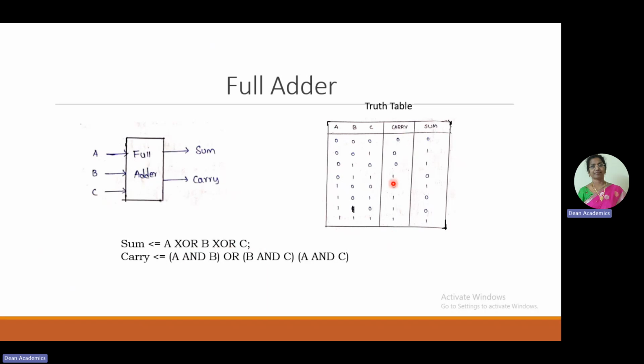Similarly, carry is equal to A bar B C plus A B bar C plus A B C bar plus A B C. When we simplify it using K-map or Boolean expressions, we get carry equal to AB plus BC plus AC. Here plus should be there, plus AC. That means A AND B, or B AND C, or A AND C. Like that, we write two Boolean expressions for sum and carry.